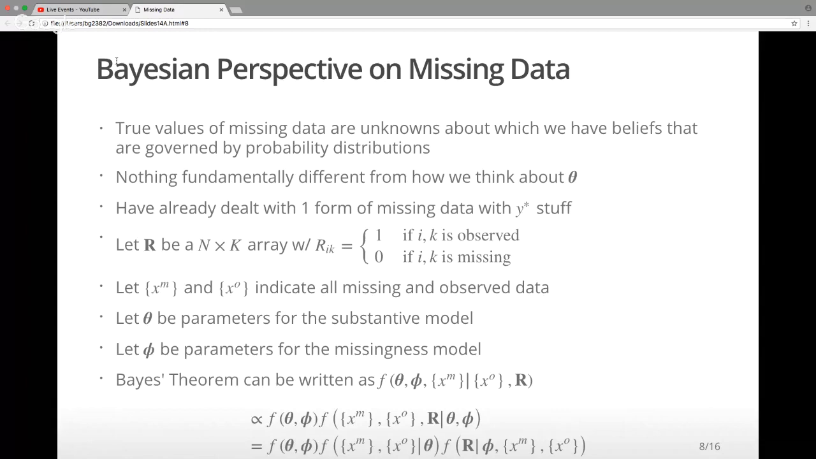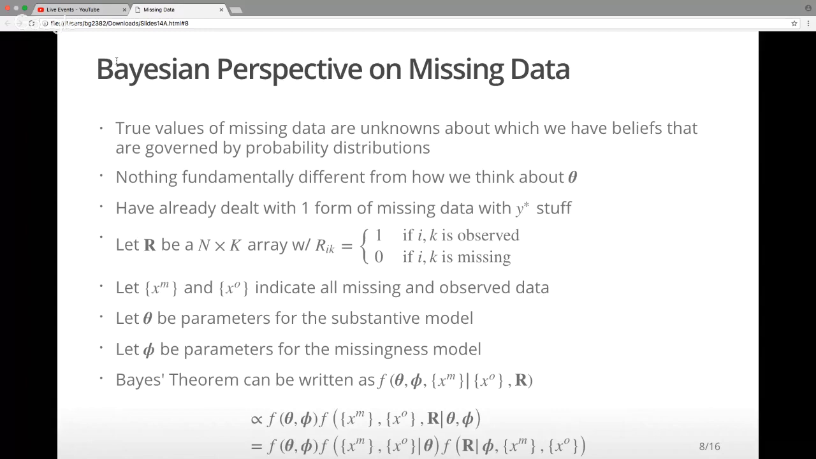But there's one additional thing with the missing data stuff. We think of the true values of the missing data as unknowns. We have prior beliefs about them. We can update those to posterior beliefs, expressing everything in terms of probability distributions. Basically, mismeasured data you can think about as the extreme case of missing data, the Y stars and so on.